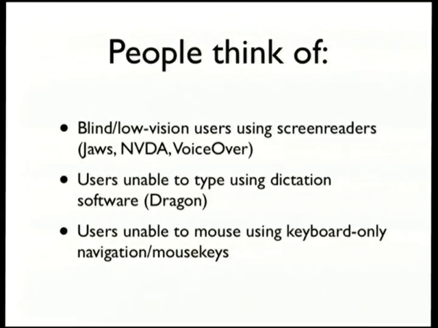Then there are people who can't type. If you blow your hands out with carpal tunnel syndrome or other RSIs, you start using dictation software. Dragon is pretty much the name in that field: Dragon NaturallySpeaking, Dragon Dictate. Or there are people who are unable to use the mouse, using keyboard-only navigation, the mouse keys.